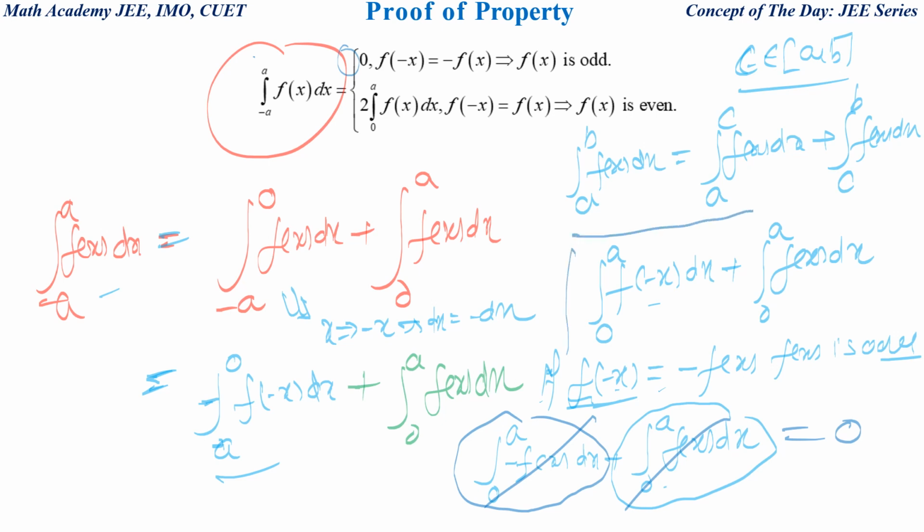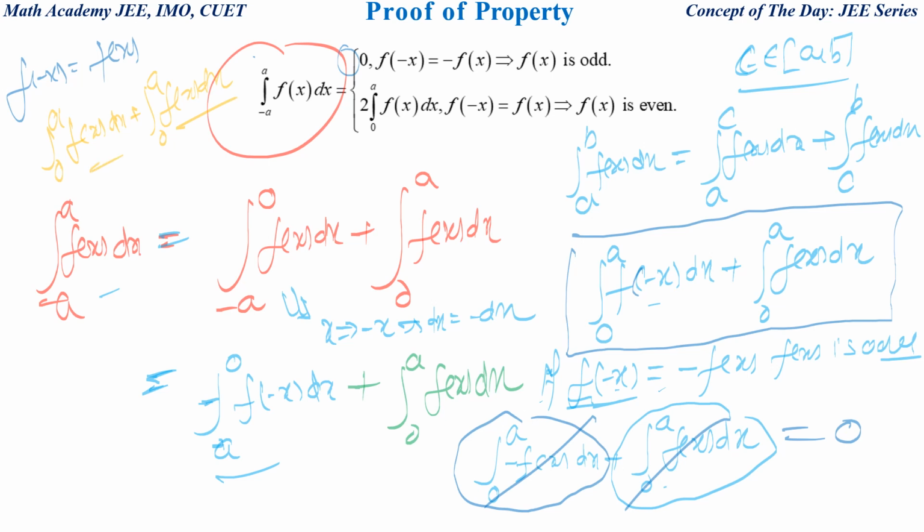Again we will substitute this one in this result. The condition of an even function is f of minus x is equal to f of x. So let's substitute this result in this one, then it will be equal to integral 0 to a f of x dx plus integral 0 to a f of x dx. This and this both are the same, so we can simply add them: 2 times integral 0 to a f of x dx. Great, we have solved it. Now the second part we have proved.